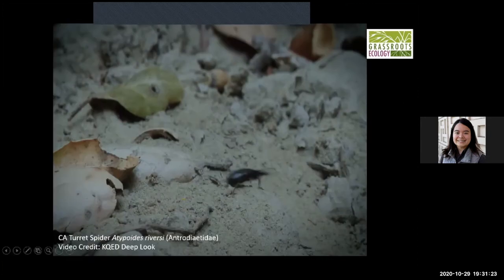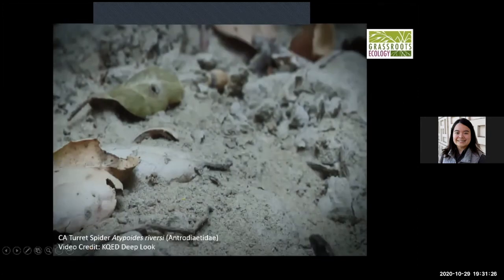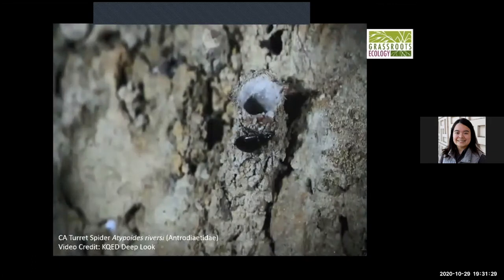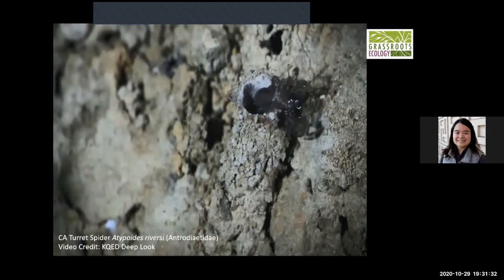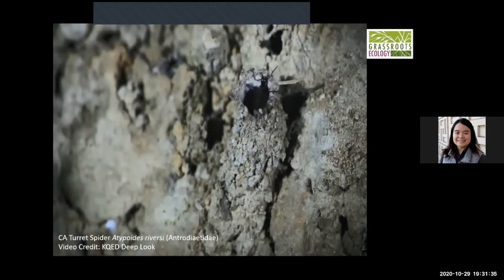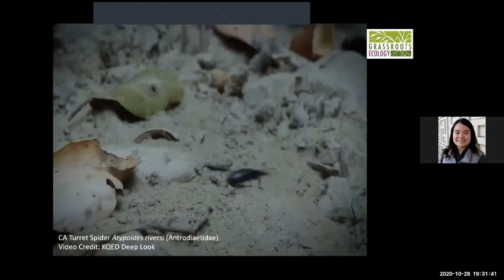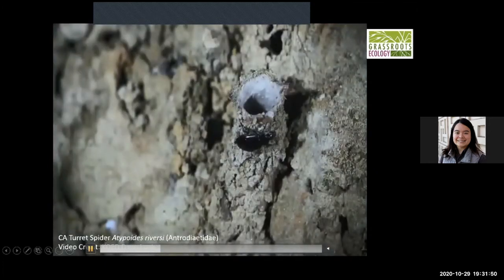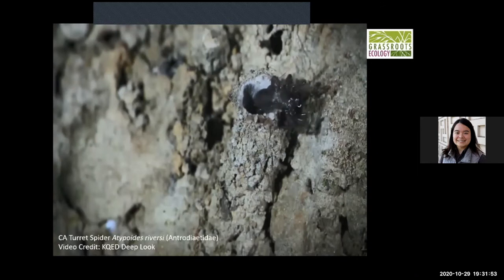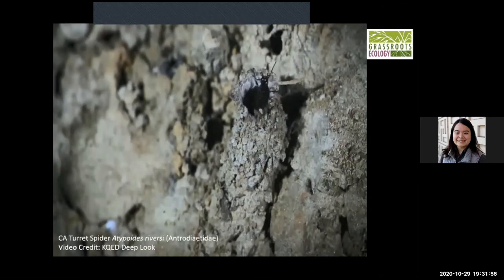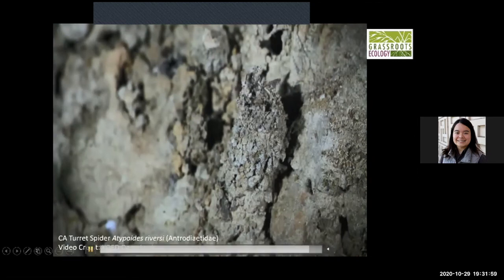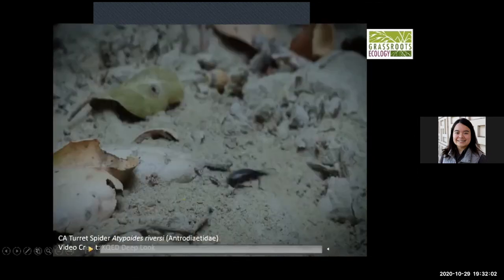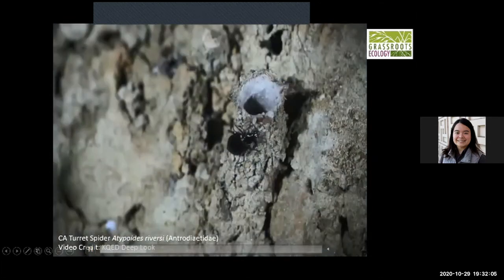Here is a cool video clip that I can play several times, but basically this turret has, what do you call those, trip lines that the spider can feel the vibrations of when an insect is walking on it. And it can quickly pop its head out of its burrow, grab the insect and take it in to eat. Yeah, I think these are really cool spiders because you find them everywhere on the hiking trails.